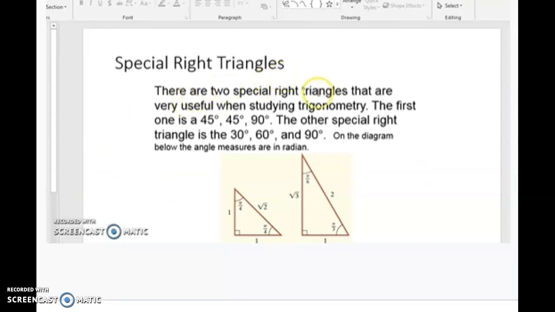There are 2 special right triangles that are very useful when studying trig. The first one is the 45-degree, 45-degree, 90-degree triangle. We see that here. At the bottom, the angles are in radians. In the sentence, we have the same angle measurements in degrees. The other special right triangle is the 30, 60, 90-degree triangle. And of course, you see both at the bottom, along with the length of the hypotenuse, adjacent side, and opposite side for both.